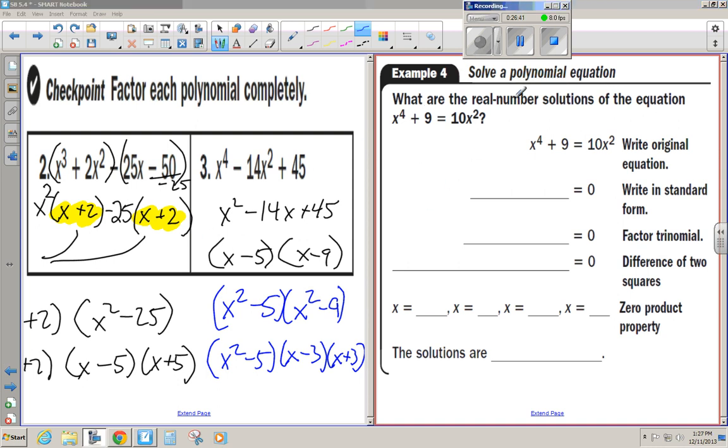All right, so example 4, solve a polynomial equation. You're, of course, going to want to put it into standard form. x to the fourth, subtract 10x squared from both sides. All right, now, just like before, pretend that this is a squared and pretend that this is not there at all.